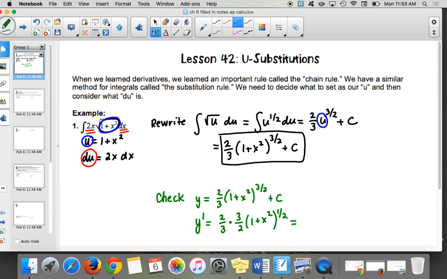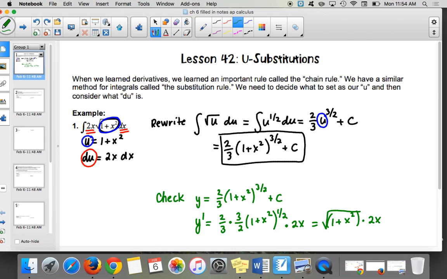Does this work out to be what was inside the parentheses to begin with? Oh, I forgot my chain, didn't I? Times my chain. That's what I was doing this for a reason, to show you the chain rule. So times 2x, and the derivative of c is 0. So we get 1 plus x squared to the 1/2, which means it's under a square root, times 2x. Was that what was here? Yep. Do you guys see how it's the opposite of the chain rule? Did you get it? Okay.